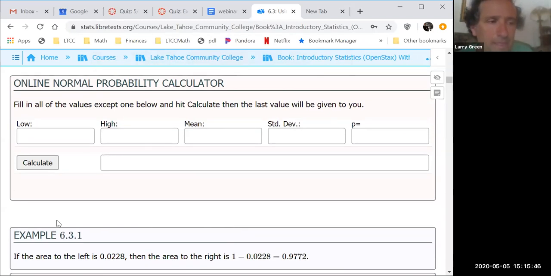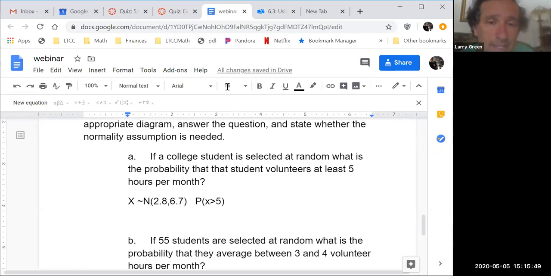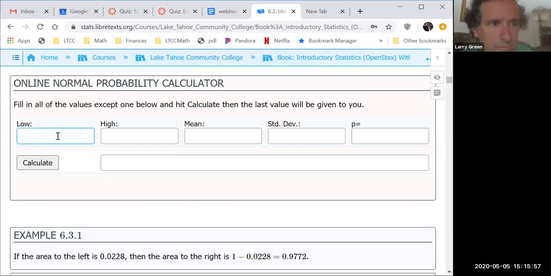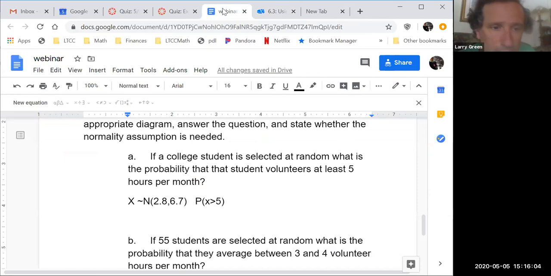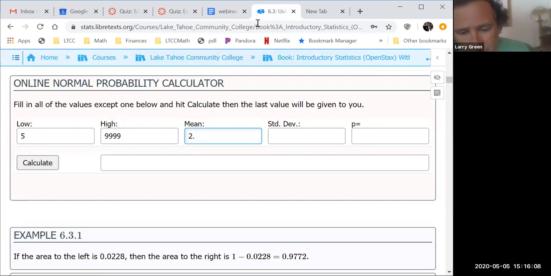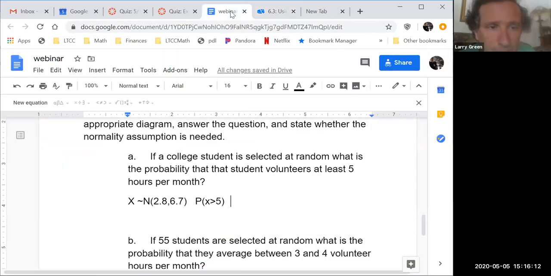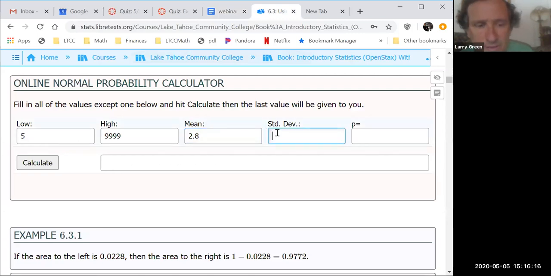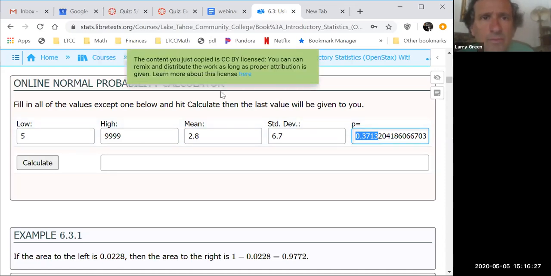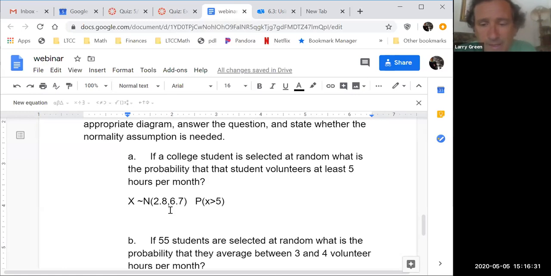There it is. Okay. So now if we go back, we want to be at least 5. So the low is 5. The high is a bunch of 9s. The mean was 2.8. The standard deviation was 6.7. And I hit calculate. And maybe I'll keep 4 decimals. Okay, so our probability is equal to 0.3713, about 37% chance.